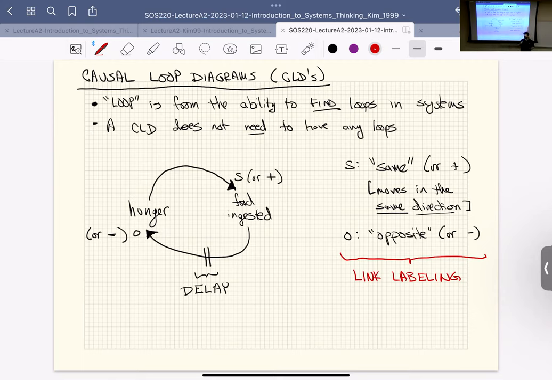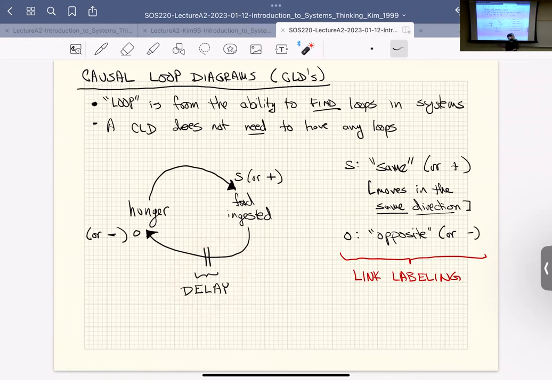There is a delay, but we're saying it's negligible. What I'm emphasizing here is that this delay is maybe longer than this delay. So it'd be like, I'm hungry, I'm in my house, I can go right downstairs and eat. But I'm probably going to eat more than I need to because of this delay.